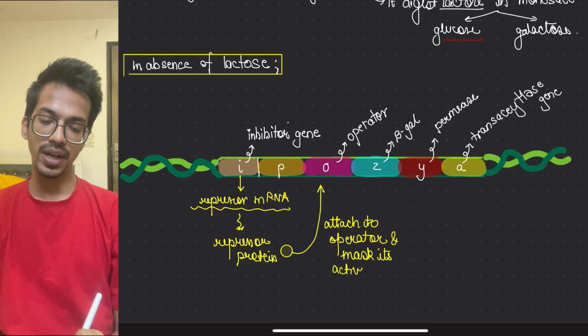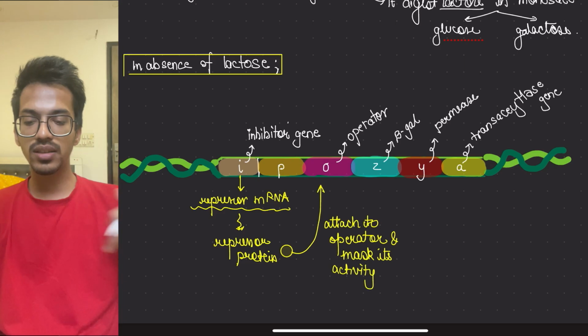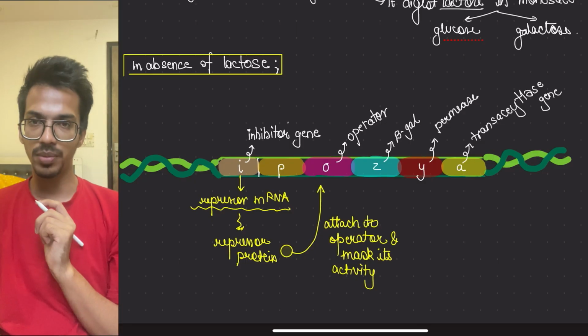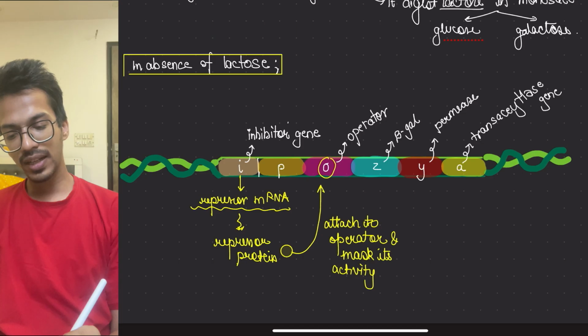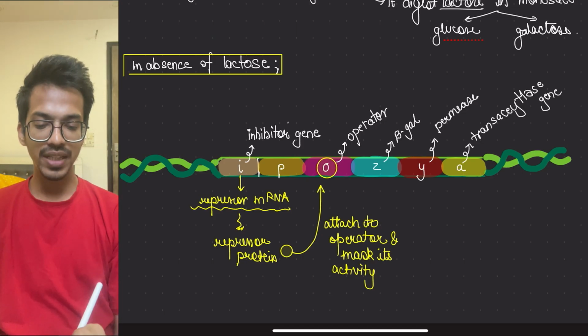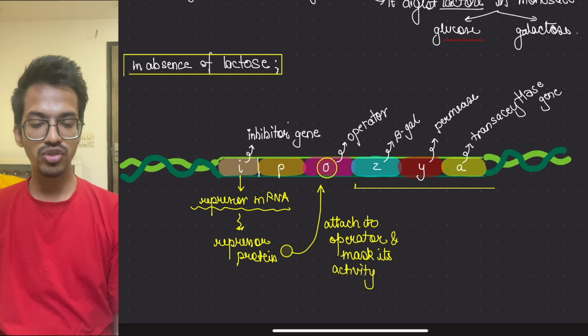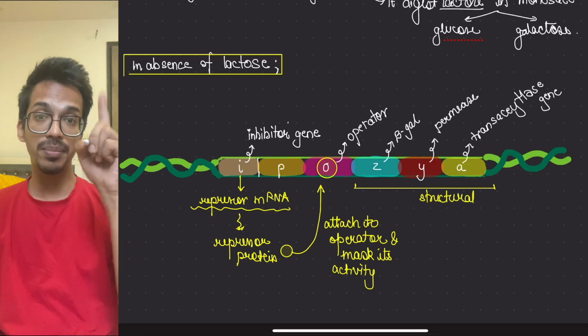So the operator activity would be what? The operator will also make an RNA and a protein, and the process of producing the next genes will follow. But it will stop it. So what will happen? This binding will stop the operator from doing its activity. Means what will happen? These genes which are present are called structural genes, because these are the ones going to be doing the major work.